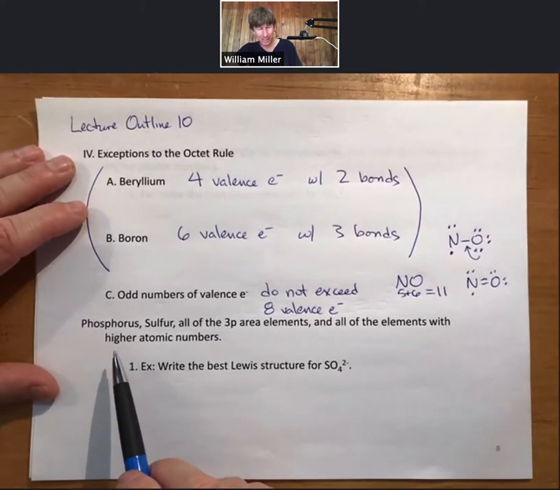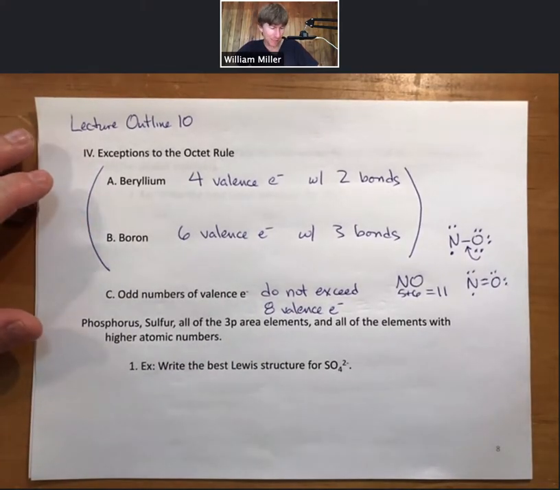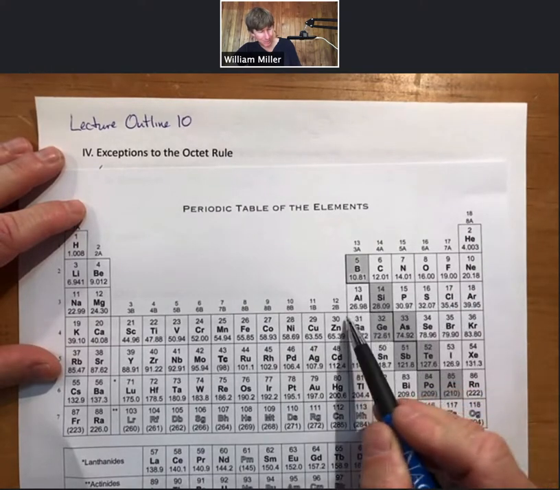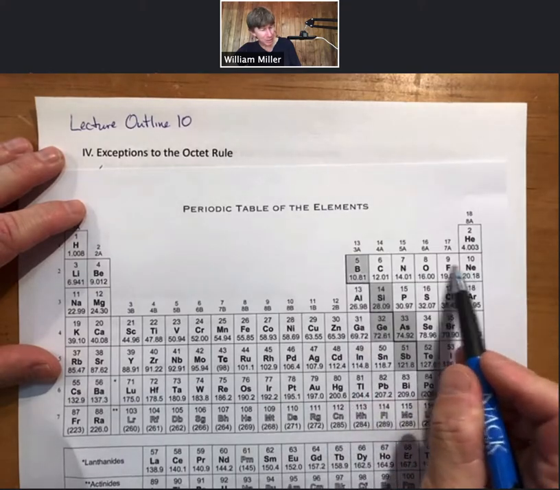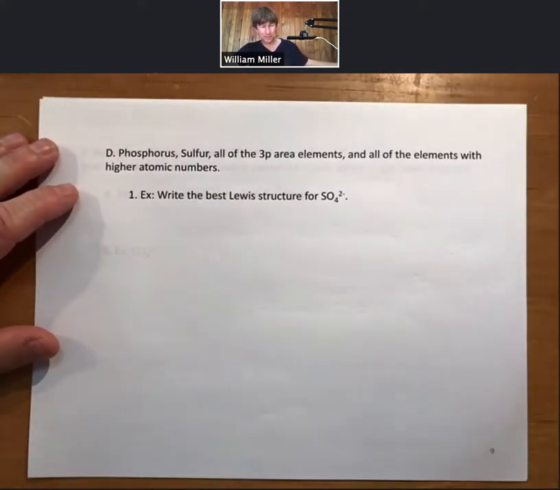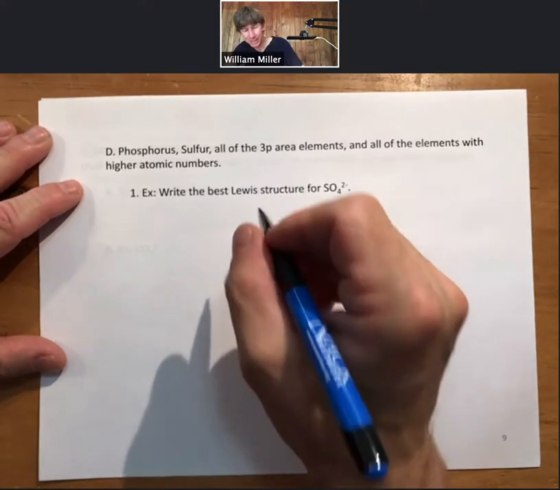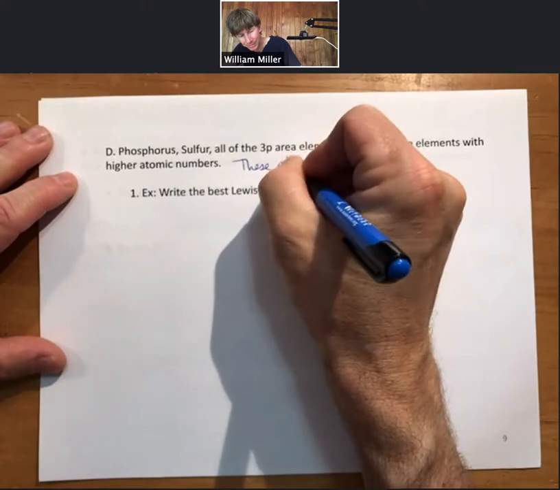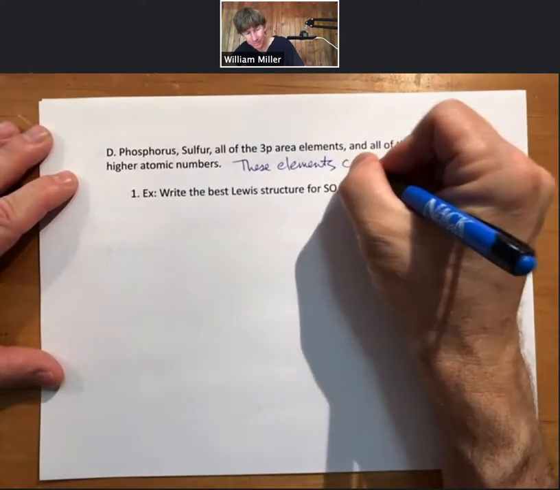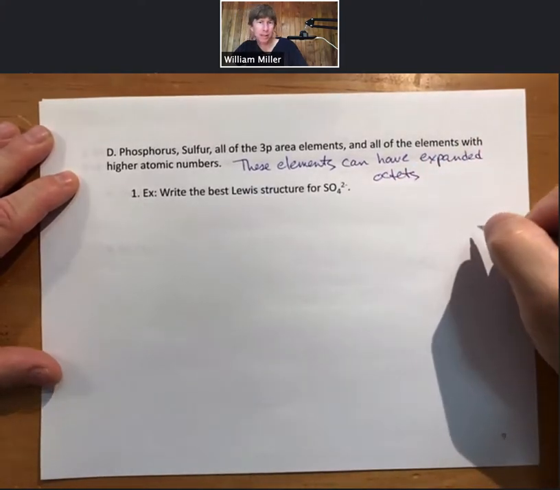Okay. So the next thing, and this is something that you do have to know: phosphorus, sulfur, and all of the 3P area elements, meaning the 3P area of the periodic table, right here, and all of the elements below them, but not the 2P area. All the elements with higher atomic numbers can have expanded octets to minimize formal charge.